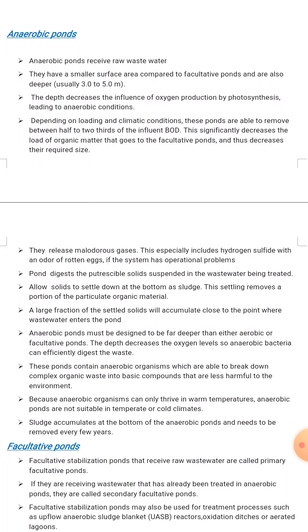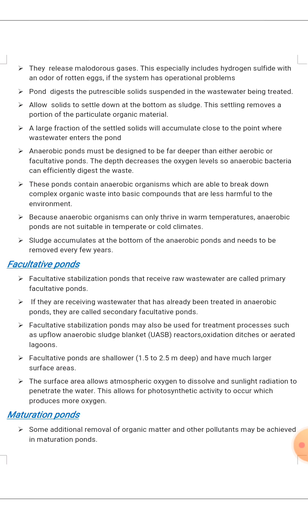They have a smaller surface area compared to facultative ponds and are also deeper, with a 3 to 5 meter depth. Depth decreases the influence of oxygen production by photosynthesis, leading to anaerobic conditions. Depending on loading and climatic conditions, these ponds are able to remove between half to two-thirds of the influent BOD. They release malodorous gases. The ponds digest putrescible solids suspended in the wastewater being treated and allow solids to settle down at the bottom as sludge. A large fraction of settled solid will accumulate close to the point where wastewater enters the pond.